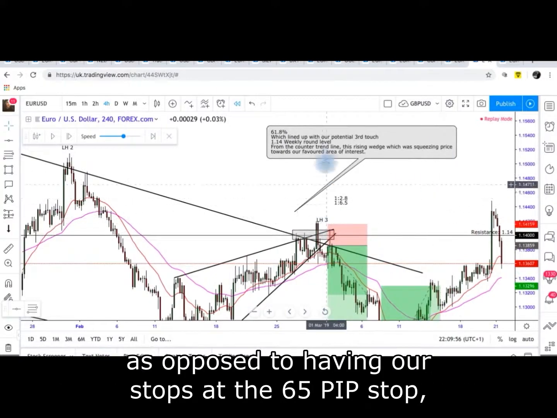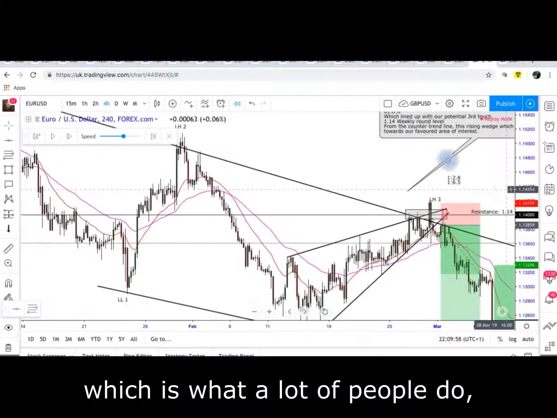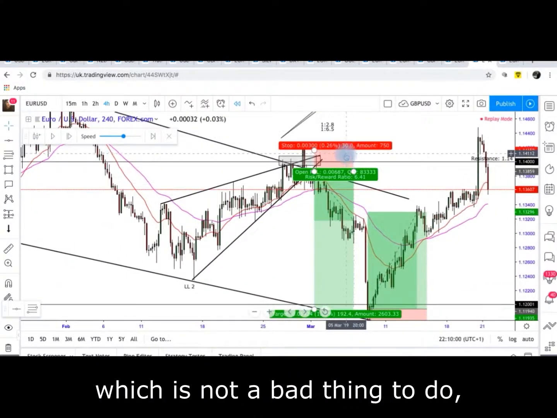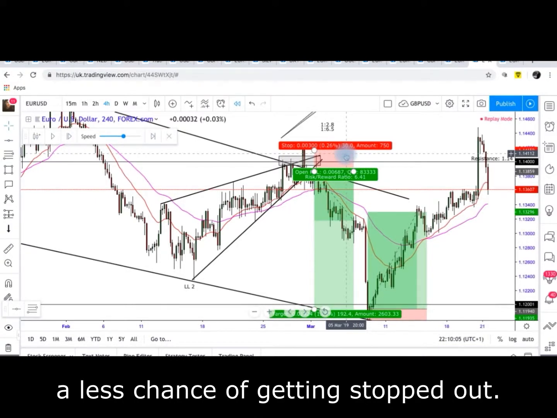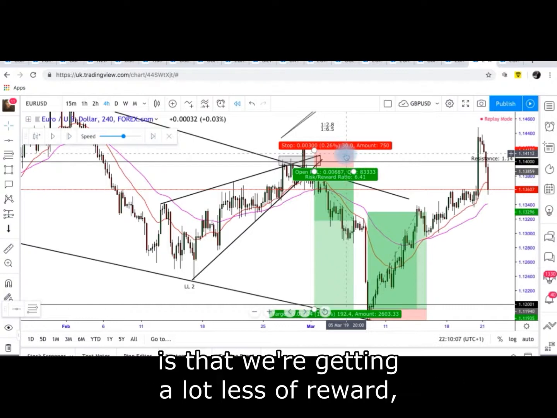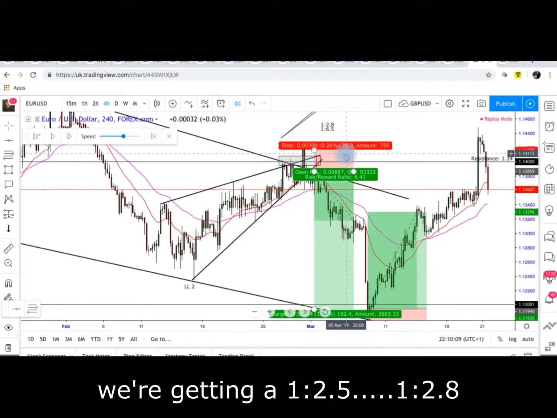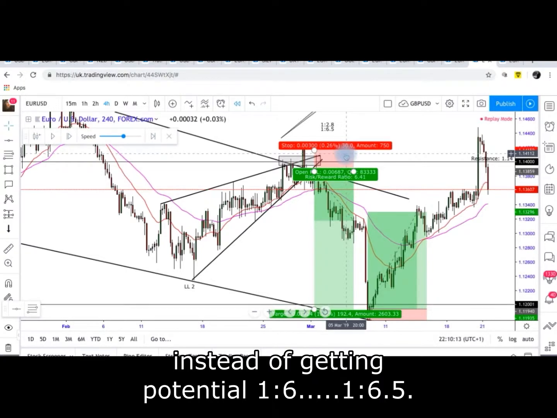as opposed to having our stops at a 65 pip stop, which is what a lot of people do, which is not a bad thing to do. It just means that you've got less chance of getting stopped out. But the only problem with that is that we're getting a lot less reward. We're getting a 1 to 2.5, 1 to 2.8, instead of potentially getting a 1 to 6, 1 to 6.5.